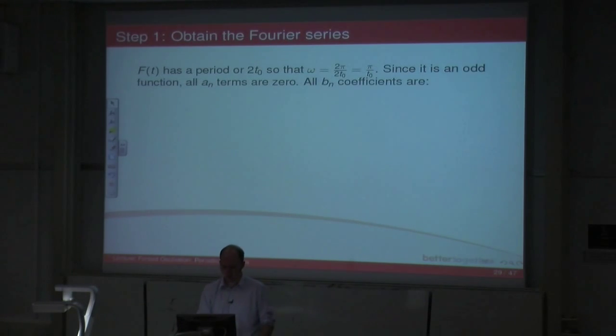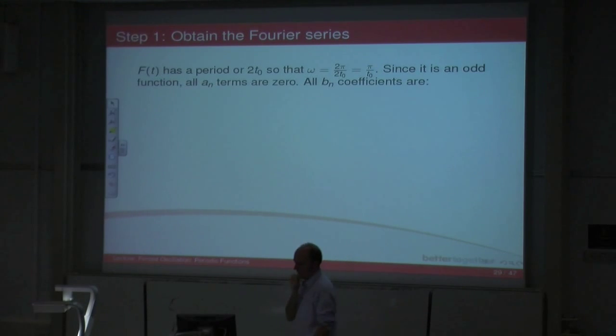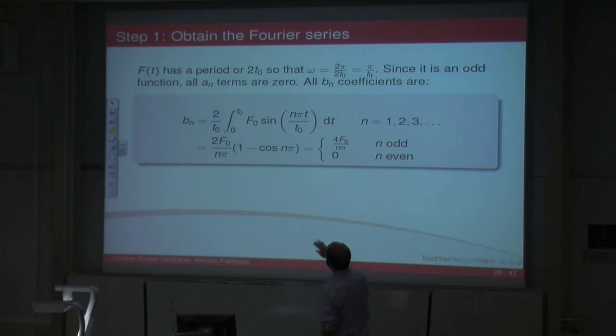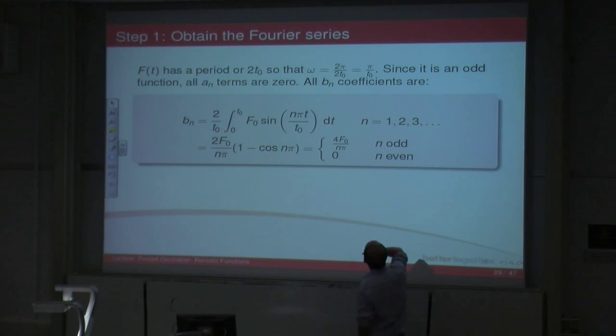So in the presentation, like I said, f of t has a period of 2 t0, so omega is 2 pi upon 2 t0, so pi upon t0. Since it's an odd function, all an terms are 0, all bn coefficients are not. So this is going through the process partially. We've got our bn terms, which is 2 upon t0 of the integral, for n equals 1, 2, 3 and so on. And we find that bn is 4 f0 upon n pi when n is odd, and bn is 0 when n is even.